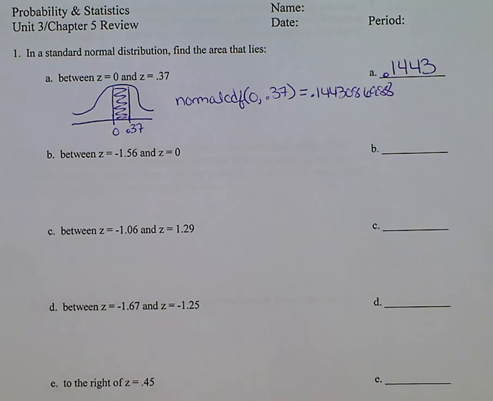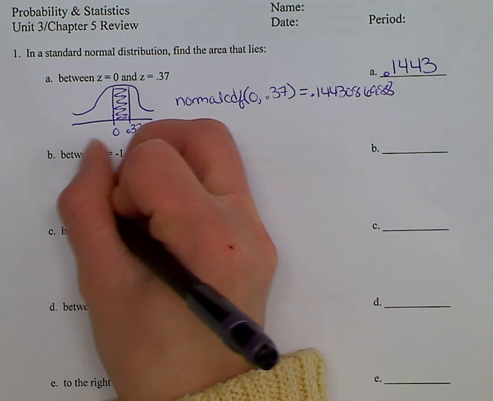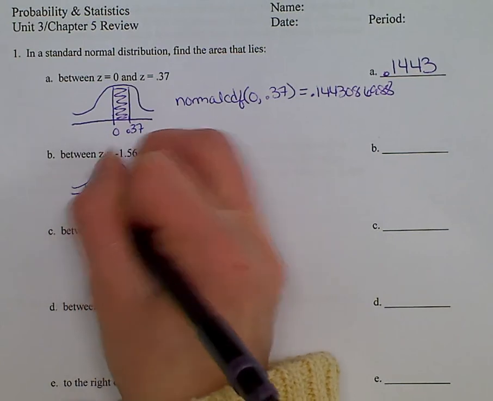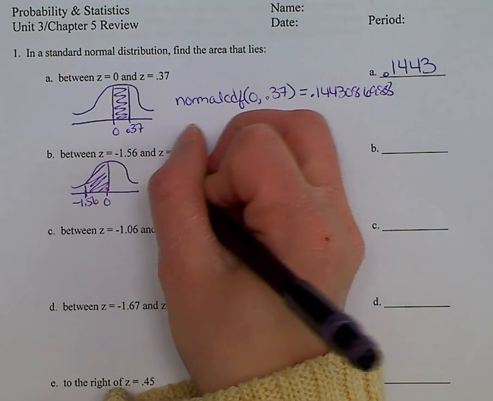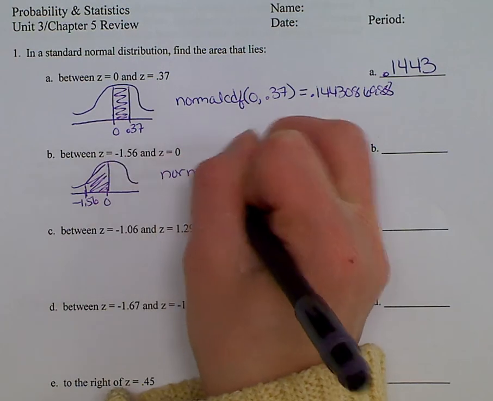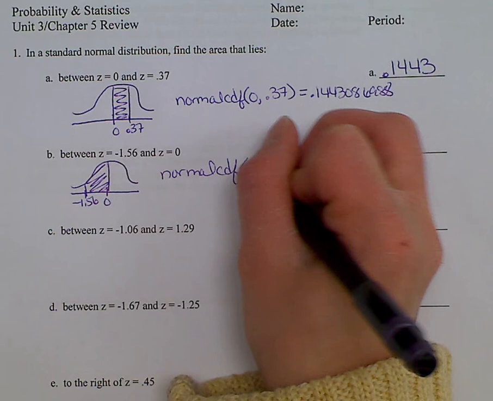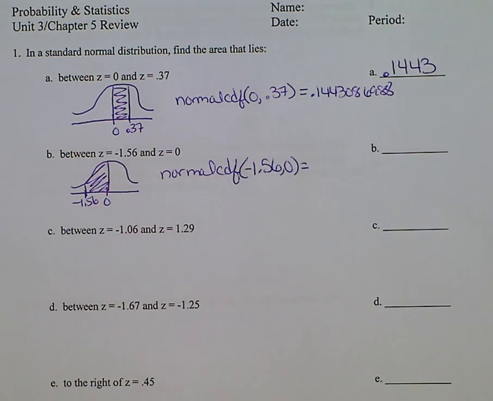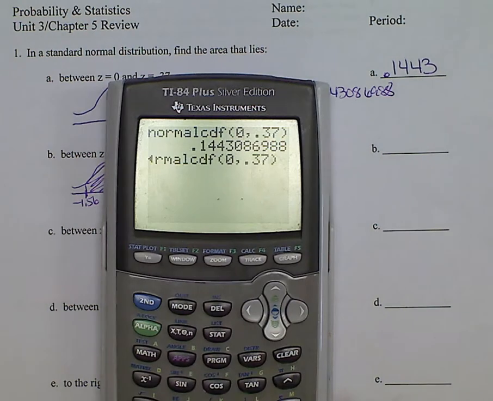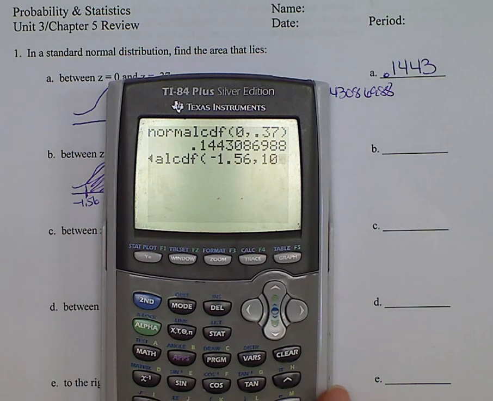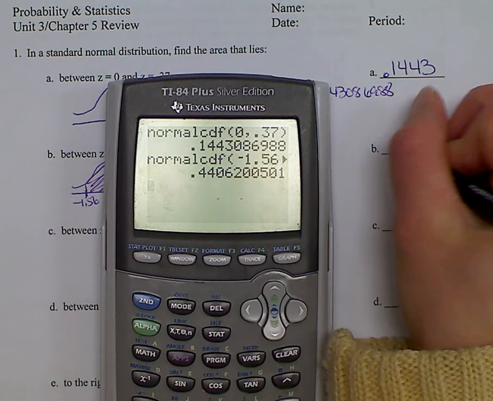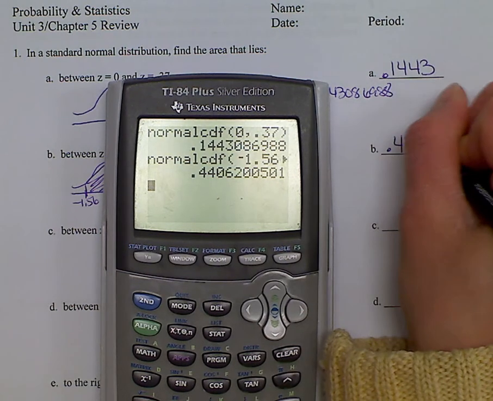In B, we're looking at between negative 1.56 and 0. So again, we do our normal CDF. In our calculator, it's negative 1.56 to 0. And in our normal CDF, we type in negative 1.56, this time, to 0. We round to 4 decimal places, we get 0.4406.